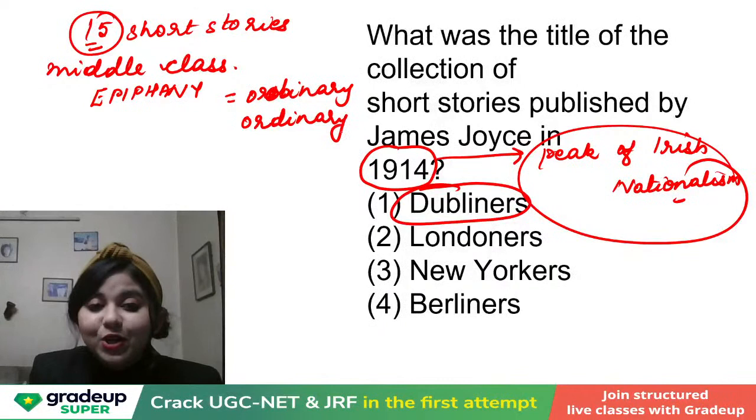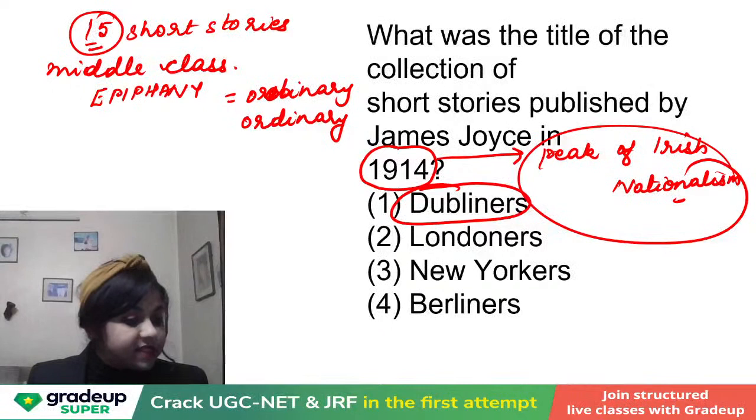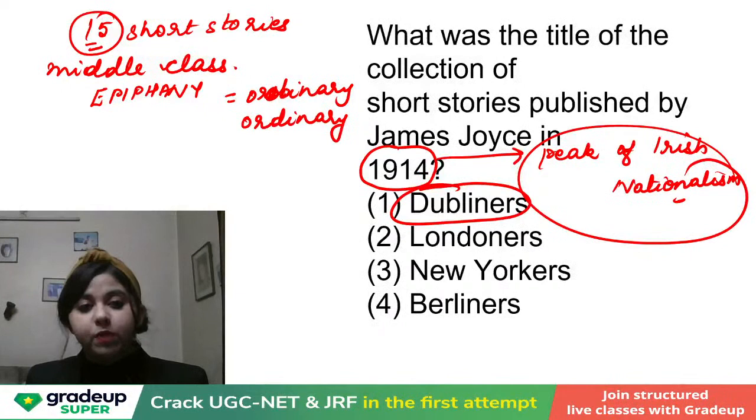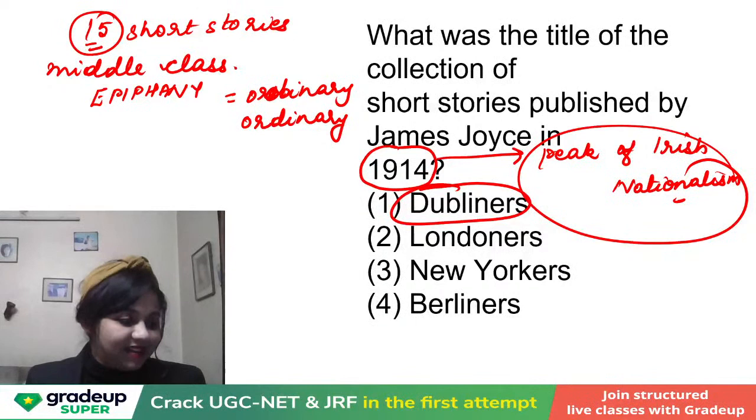He's obviously very popular for Ulysses, and for The Portrait of the Artist as a Young Man, which is an example of Kunstlerroman. And some of you are mentioning Stephen Daedalus. Absolutely right. Stephen Daedalus is a character that you keep on encountering. That is of course there.